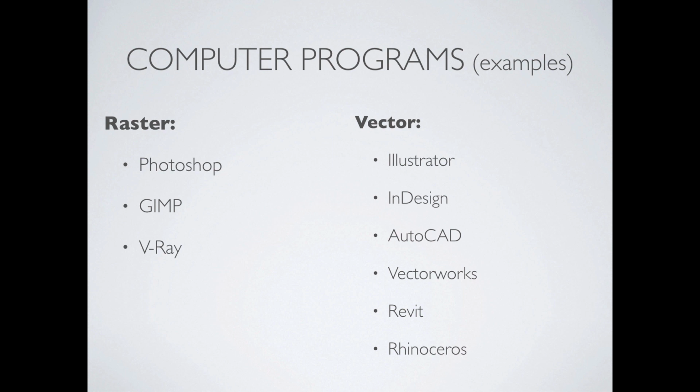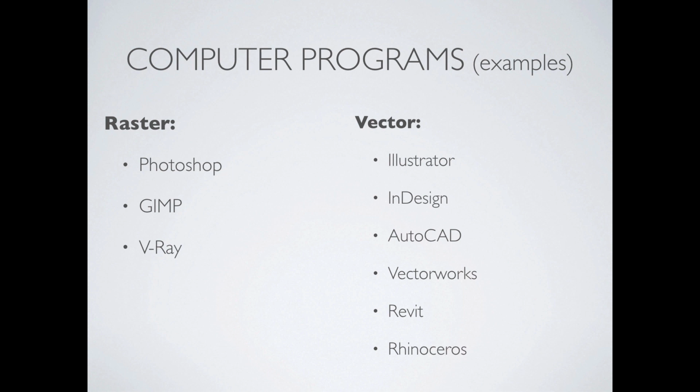So where are we going to be using these? What programs belong in what category? You can probably figure this out yourself. Raster images or raster programs are things like Photoshop, things like V-Ray that create rendered images.